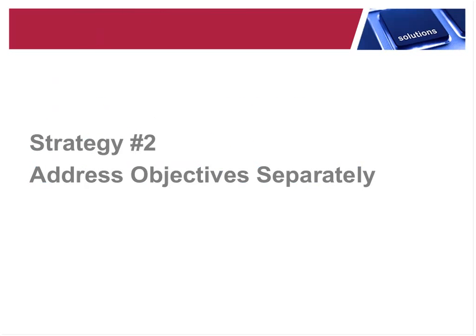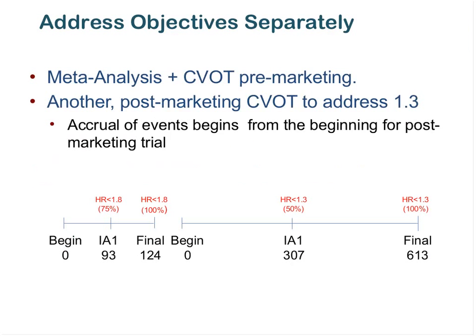Strategy number 2, I will go over this much faster. Strategy number 2 is similar. You're addressing objectives separately, and then you go for your 1.8 requirement, and then you file, and for the 1.3 requirement you start from the beginning. Now here, as I said, you can either have a smaller outcomes trial and then initiate another one, and you will probably need a smaller one here, or you can try just to accomplish this with meta-analysis, and I will illustrate that.